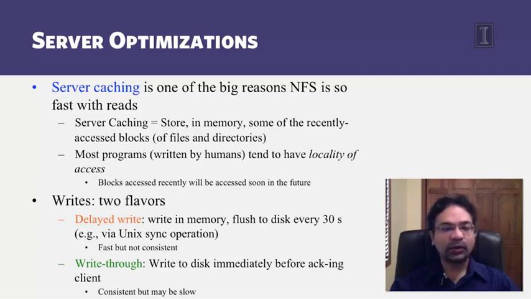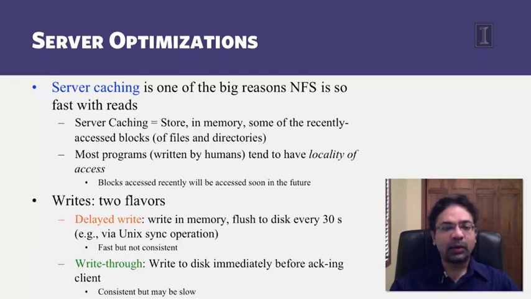But why does this work? Well, this works because most programs written by humans tend to have what is known as locality of access. Locality of access essentially says that if a program or a process has accessed a block in the recent past, it's likely going to be accessed in the near future again. This means that if you store that block in memory, near future accesses to that block can be done very, very quickly. Instead of going to disk, you simply access the block from memory itself.